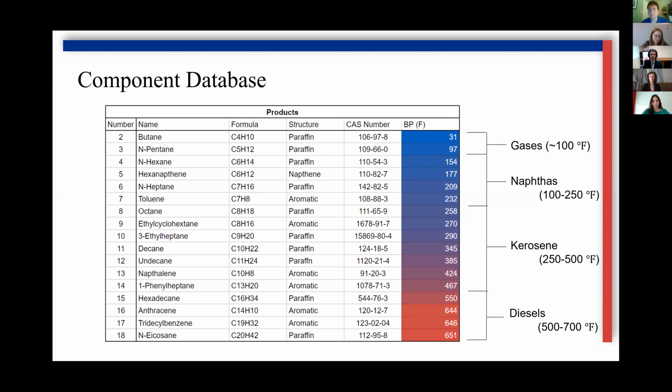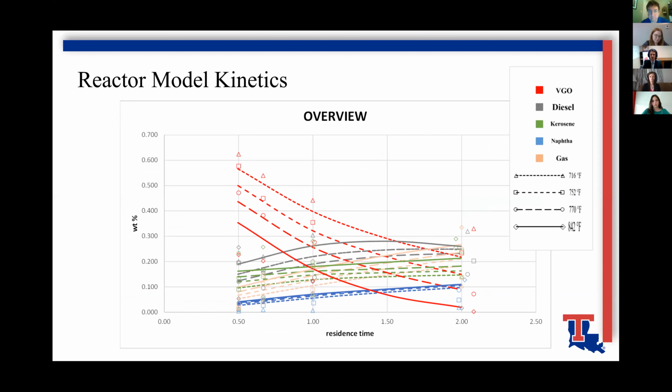So here you can see our reactor model kinetics. We use the Arrhenius equation by changing the frequency factor and activation energy. There's a lot going on in this overview, so just to show what is going on, we have multiple colors representing different cut fractions. We have different lines and dashes. These represent different temperatures of our simulation data. And finally, we have shapes, and the different shapes indicate different temperatures, and they also indicate the literature data that we were regressing towards.